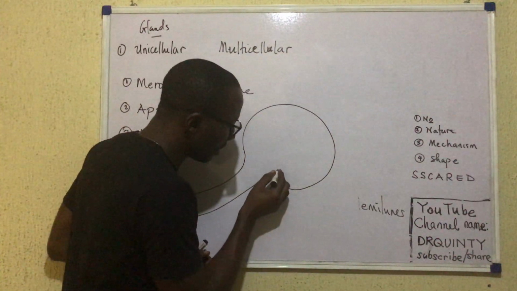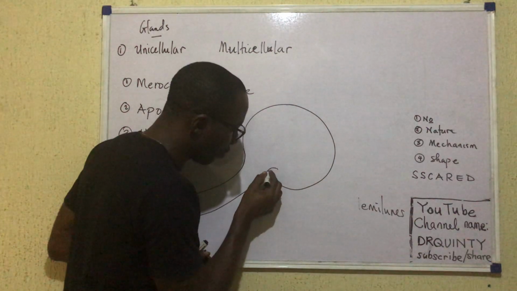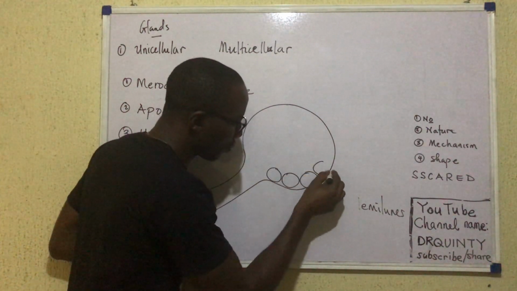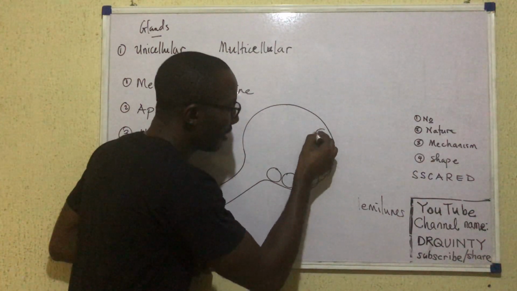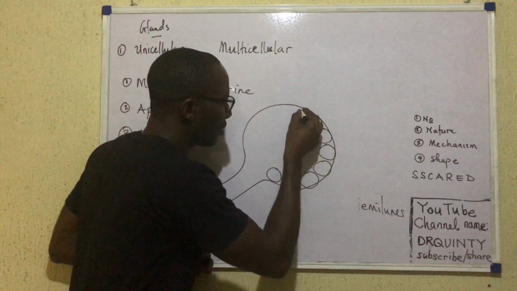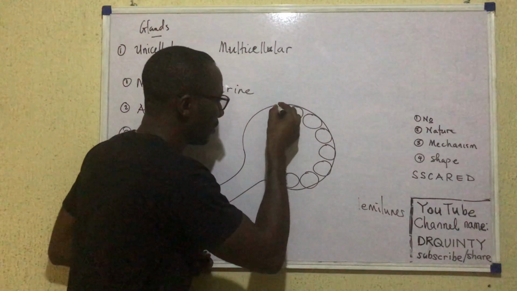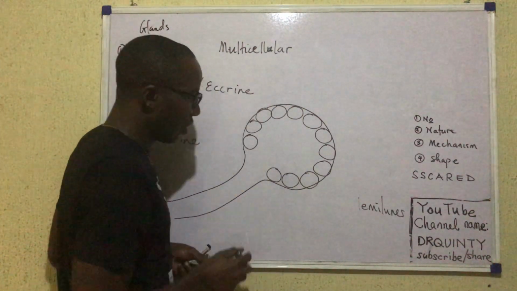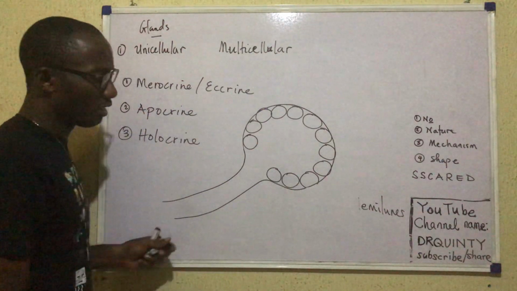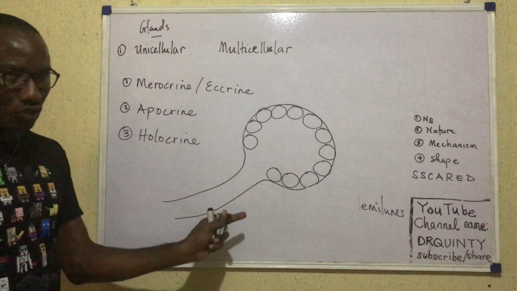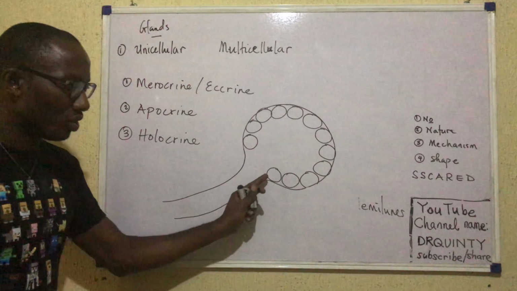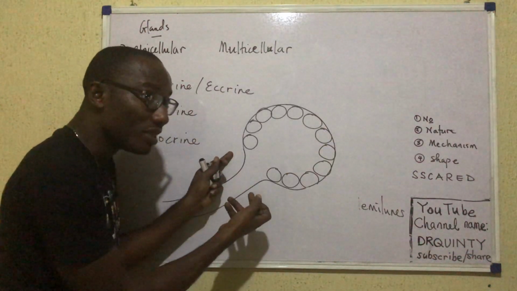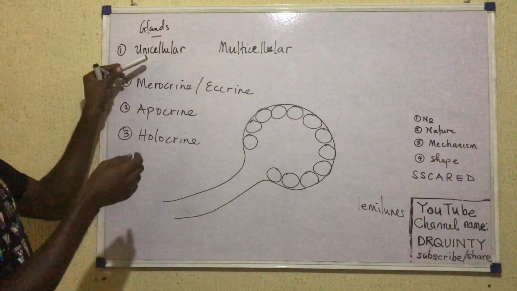Let's look within the gland itself now. See what we have in the gland. These things I am drawing are cells. They are the ones that produce whatever secretions this gland is making. So these are cells. Alright, so the secretory unit has been fully drawn. This is the secretory unit. Within that secretory unit, we have many cells, which makes this gland multicellular. If you remember, this is our first classification.